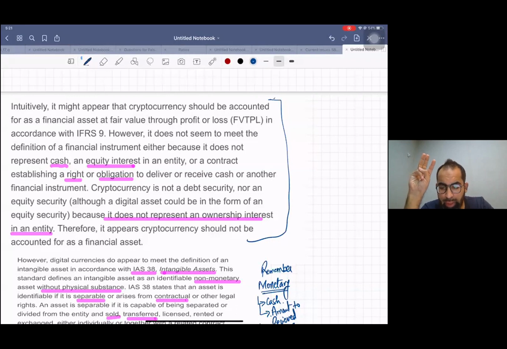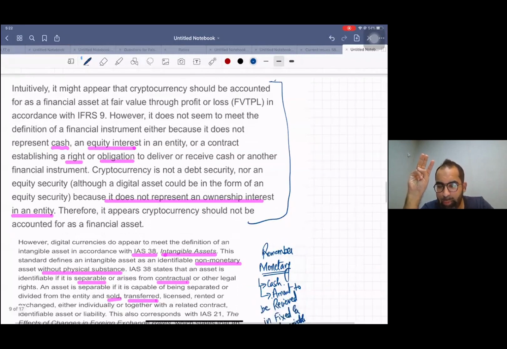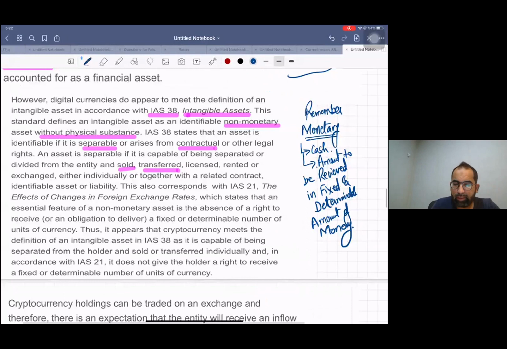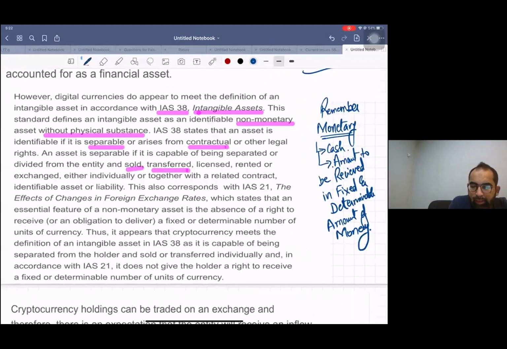So where should we fit this cryptocurrency? We can fit this in IAS 38. According to the latest research, cryptocurrencies are accounted for using IAS 38 intangible assets. Now, let's read the definition of intangible asset.